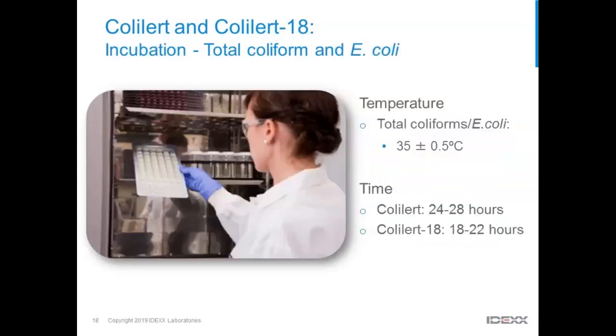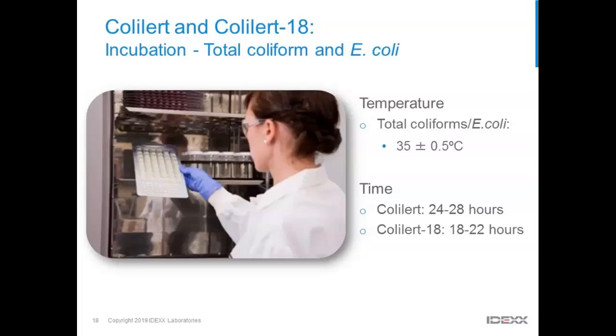So when it comes to Colilert and Colilert-18, each of these products are incubated at 35 degrees for the detection of total coliforms and E. coli. So 35 plus or minus half a degree Celsius. Colilert is a 24-hour test with results valid up to 28 hours. Colilert-18 is an 18-hour test valid up to 22 hours. So they're both incubated at the same temperature. They're going to give you the same reaction. You're looking for the same signal output. The only difference here is the time to detection. So 24 hours for Colilert, 18 hours for Colilert-18.